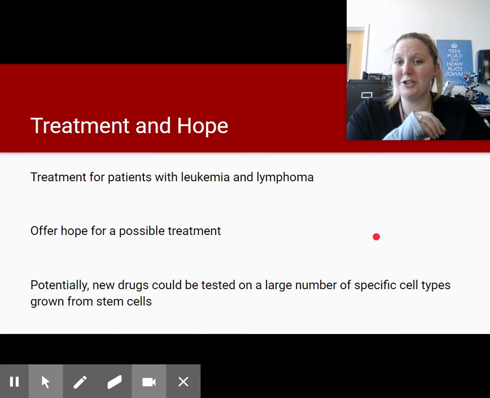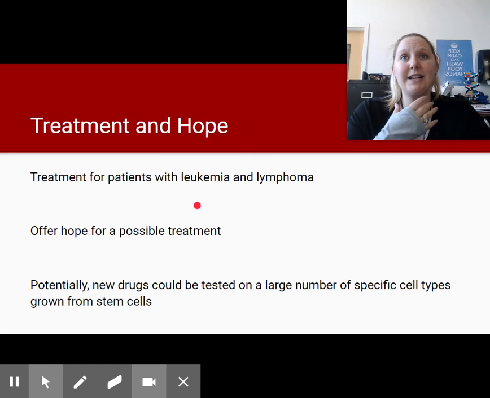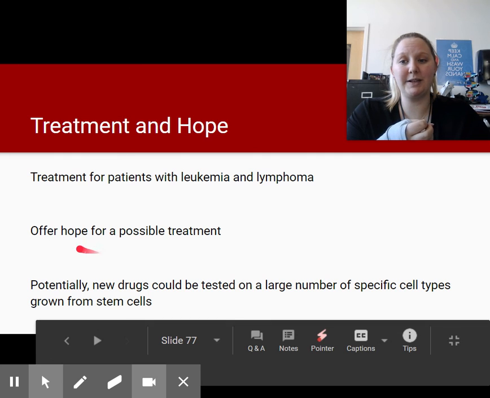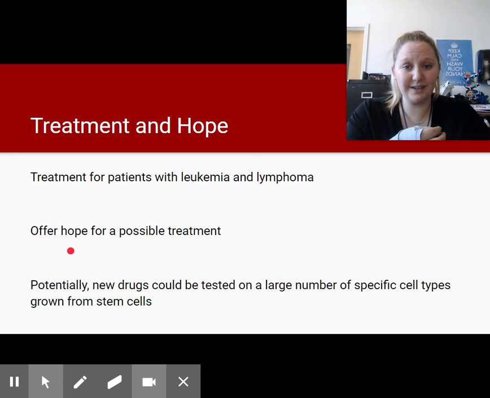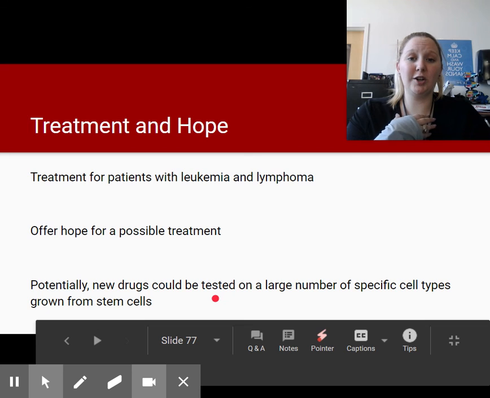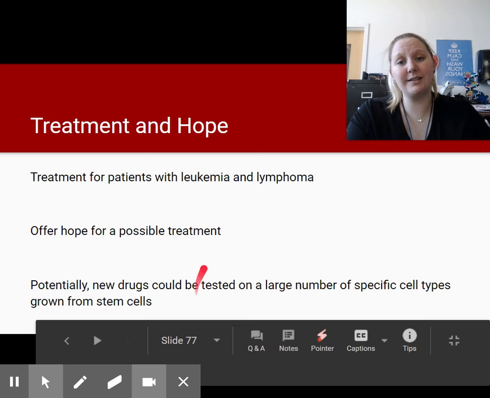However, current research has given us hope for treatment for patients with leukemia and lymphoma, creating lymph nodes for them and blood transfusions for those that have this blood cancer. And we're using these stem cells to test various different cancer treatments. And it's offering hope for possible treatments. Potentially down the road, new drugs could be tested on a large number of these undifferentiated cells that have been turned cancerous to learn how a body could react to these cells.